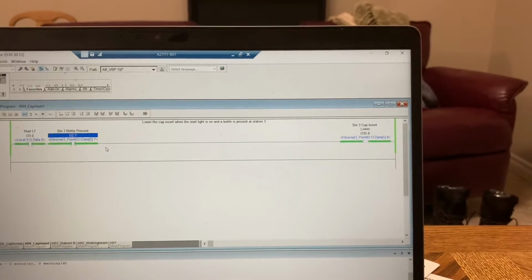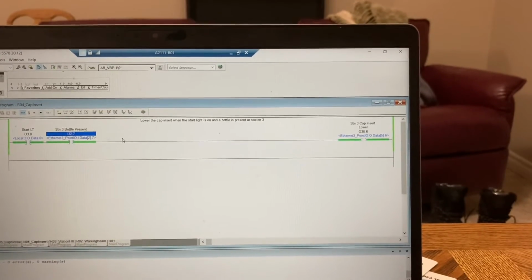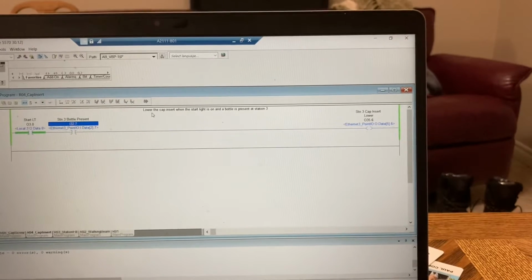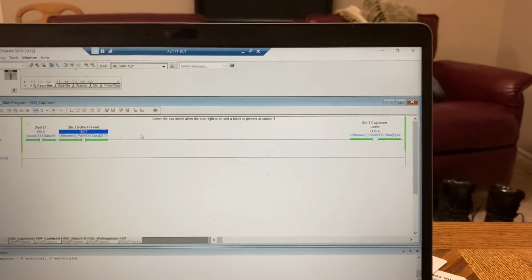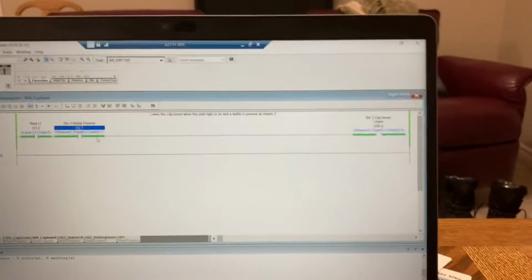Now let's go to the fourth subroutine, which controls the cap insert, which inserts the cap. It lowers the cap insert when the start light is on and a bottle is present.